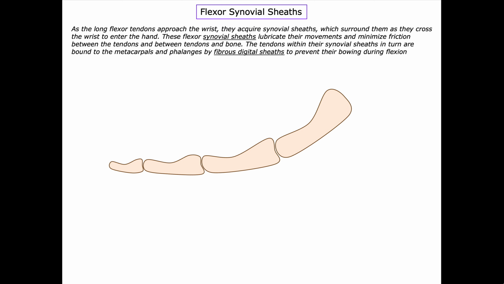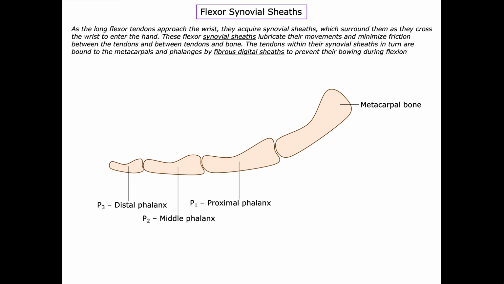So now let's review. We have learned this content before, and we know we are looking at a digit, but this is not my first digit. What is the difference between my first digit and digits 2 to 5? My first digit has only 2 phalanges, but digits 2, 3, 4 and 5 have 3. Let's label it. We are looking at the metacarpals, and the proximal, middle, and distal phalanx. This is the palmar view, and that is the dorsal view.